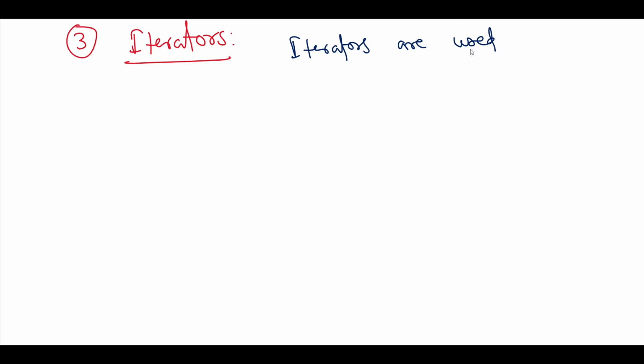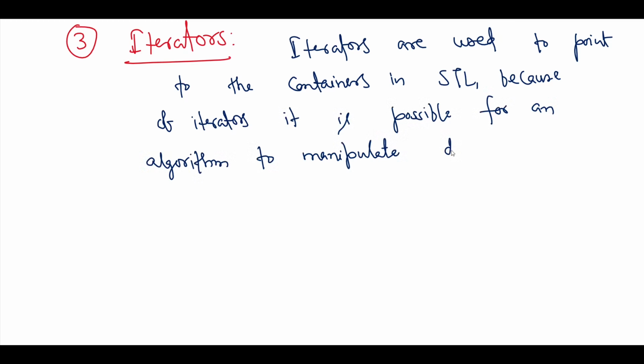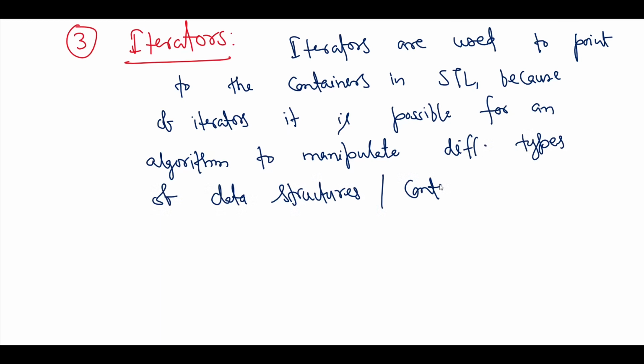And now we are at the final part, which is iterators. As we have discussed earlier, iterators are used to point to the containers in STL. Because of iterators, it is possible for an algorithm to manipulate different types of data structures and containers. Algorithms in STL don't work on containers. Instead, they work on iterators. They manipulate the data pointed to by iterators. Therefore, it does not matter what the type of container is. Because of this, an algorithm will work for any type of element and we don't have to define the same algorithm for different types of containers.